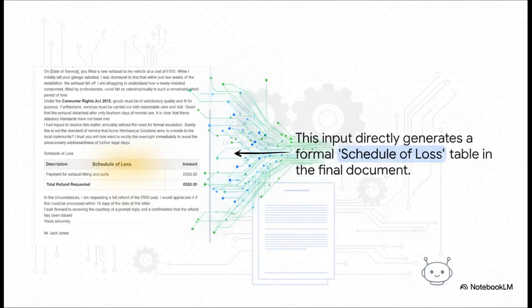And here is the payoff. That data you just entered, it's automatically formatted into this perfect, formal schedule of loss table right inside the draft letter. You don't have to mess around with formatting or tables. It is all done for you.